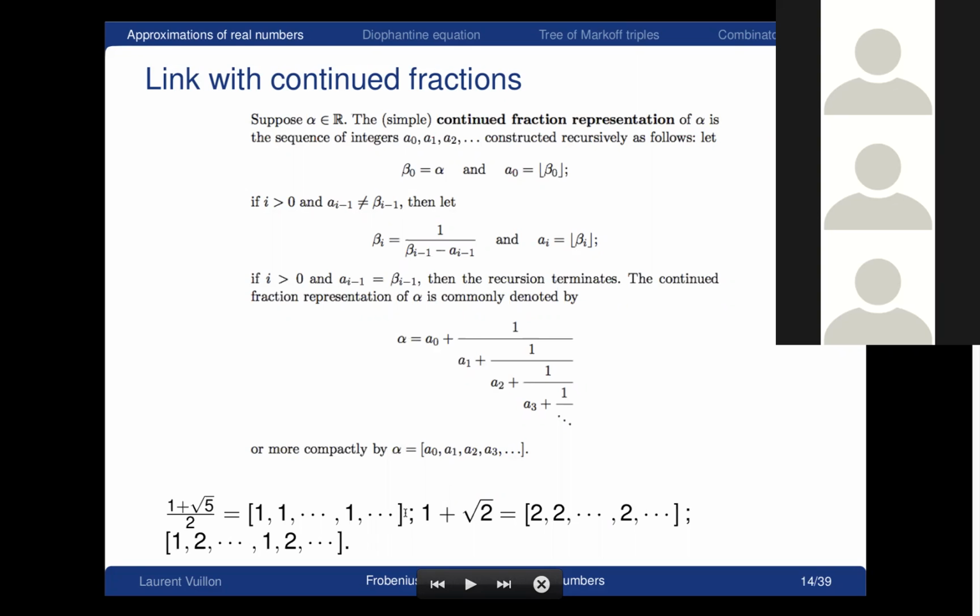And the second most badly approximated quadratic number is 1 plus square root of 2. It's a sequence of 2 in your continued fraction. And the third one is a sequence of 1, 2, 1, 2. It's a periodic sequence. So we have a really strong link between Lagrange spectrums and combinatorics of continued fractions.